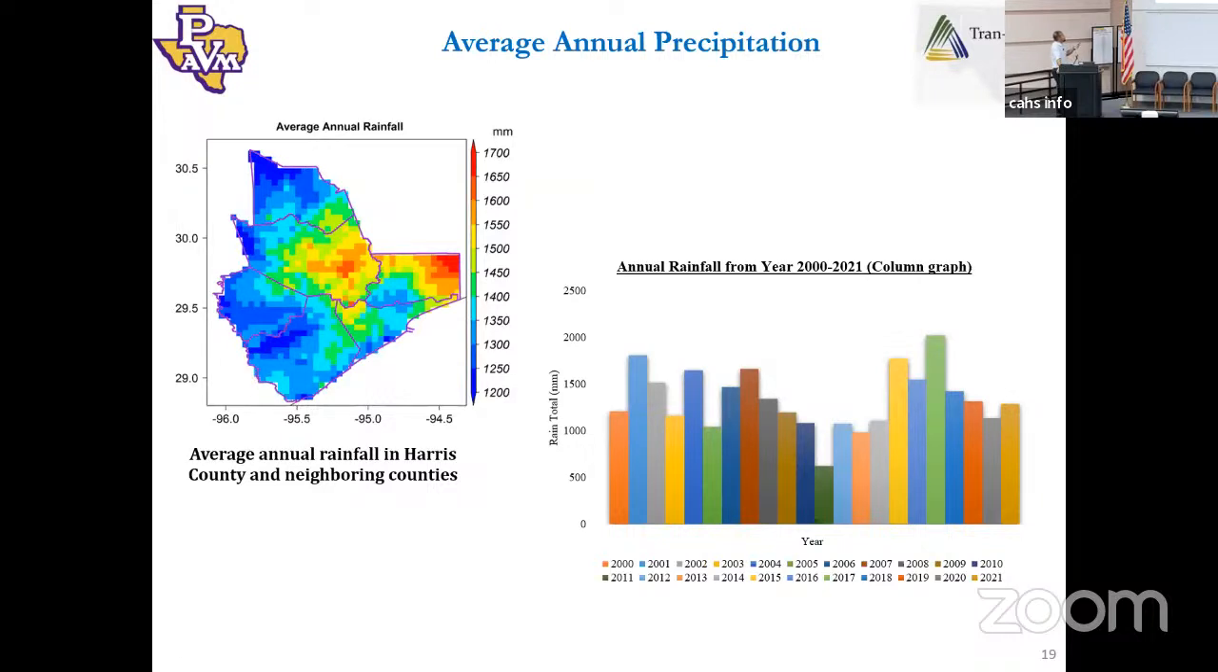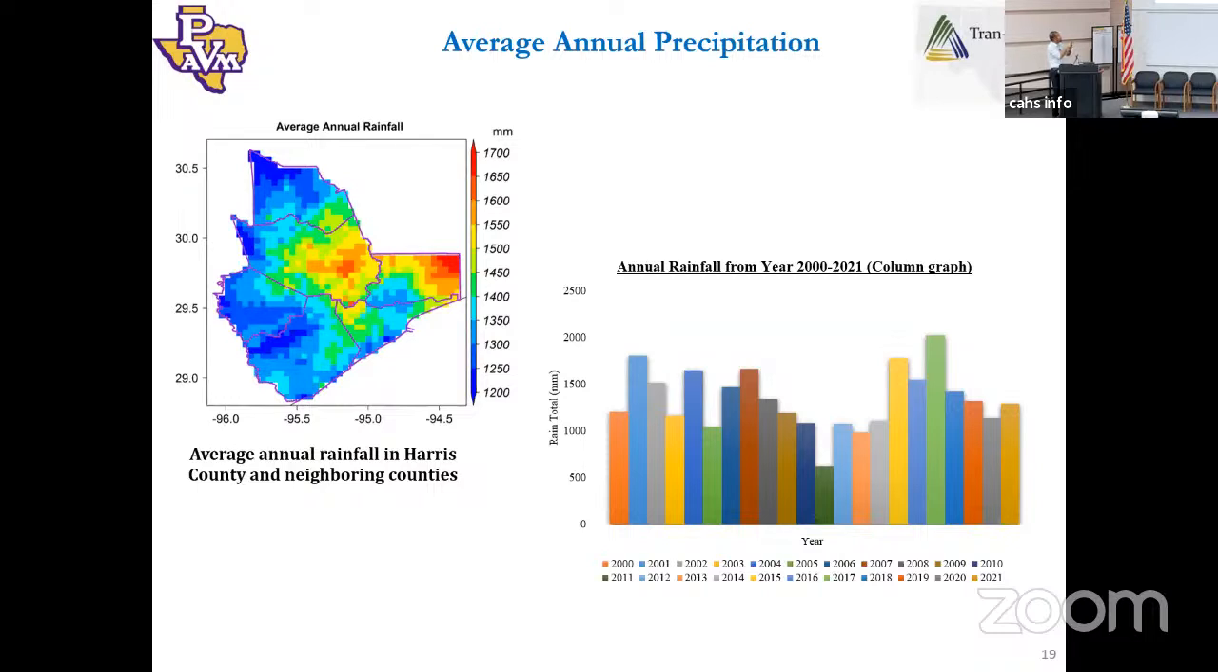If we look at this, this is Harris County, this is Montgomery County, this is Galveston County, this is Fort Bend County, this is Brazoria County, I believe, and this is another county, I forgot the name. If we look at the contour here, the annual average rainfall is almost 1,700 in this part and in the eastern part of Harris County, as you can see from this graph.